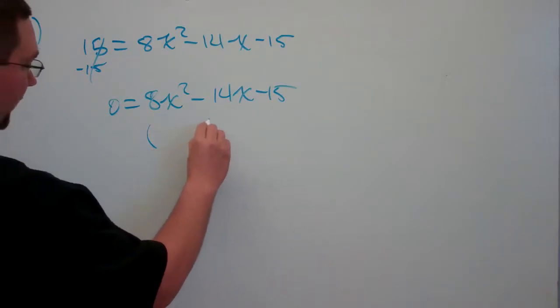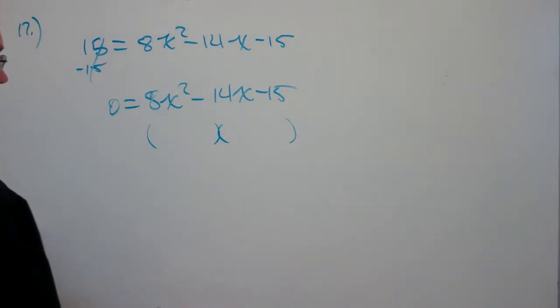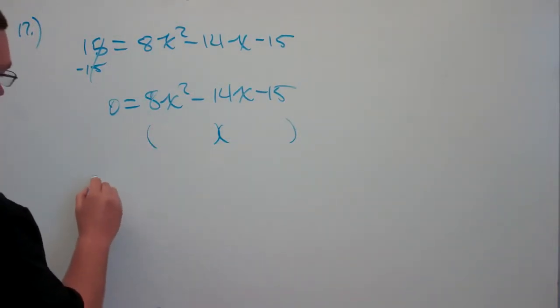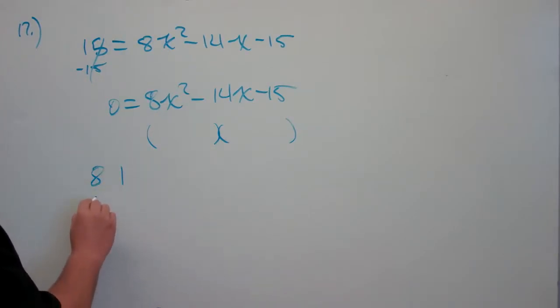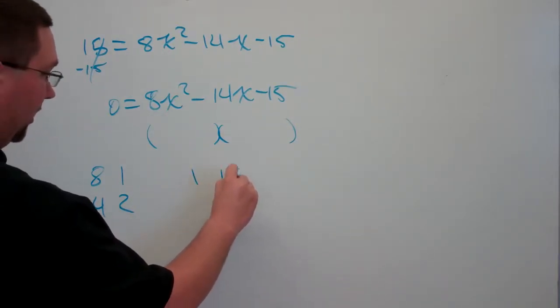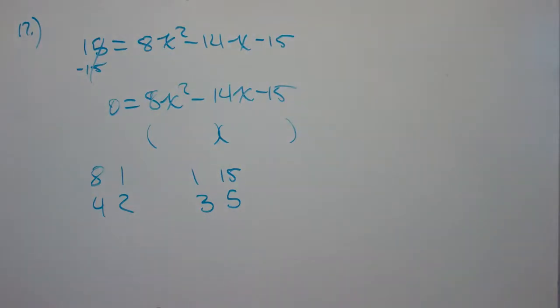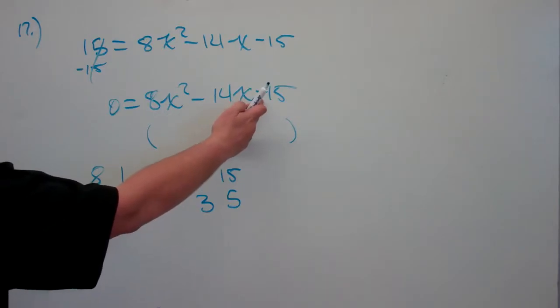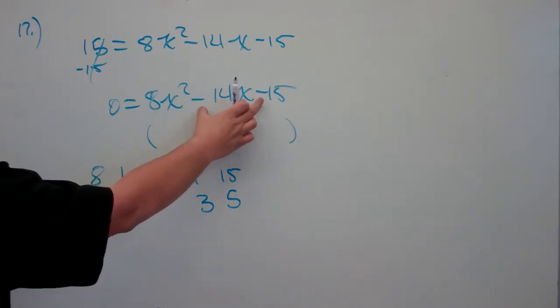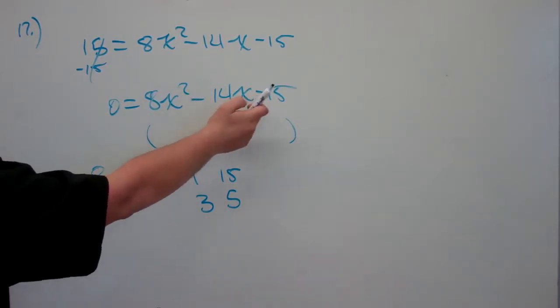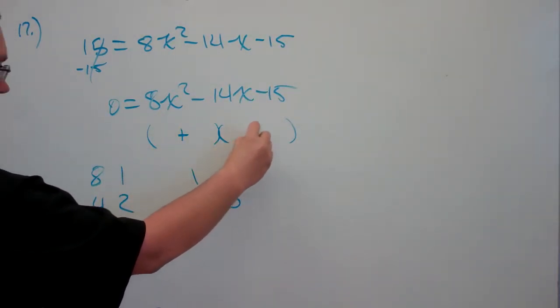If you tried to factor it, this would be a little difficult because the factors of 8 are 8 and 1, and 4 and 2. Factors of 15 are 1 and 15, and 3 and 5. And we're going to get a 14 in the middle here. Alright? And since this is negative and this is positive, we know our largest term is negative and we have one of each. Alright?